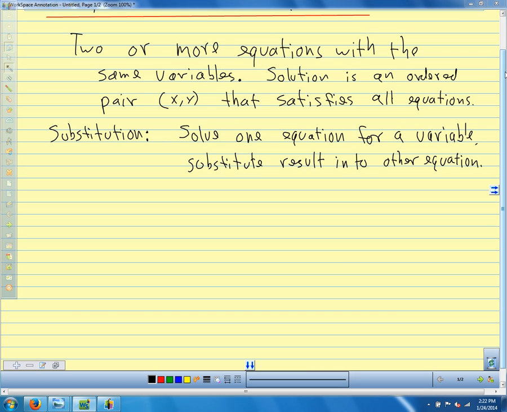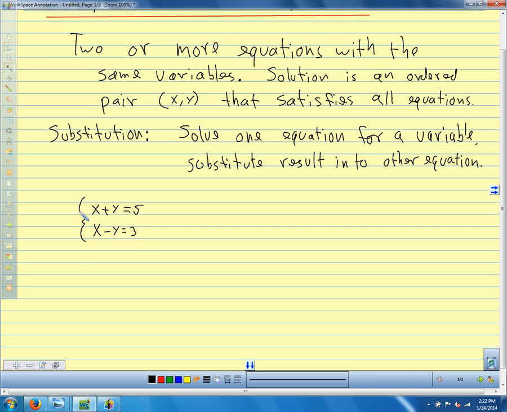So I just want to set up an example. I'm not going to go through the entire thing, but once we see it, we should understand what we mean. So if we have something like x plus y equals 5, and x minus y equals 3, and this is our system of equations.